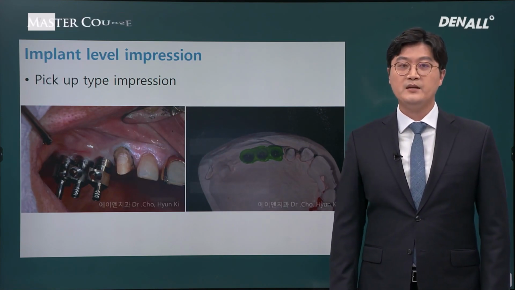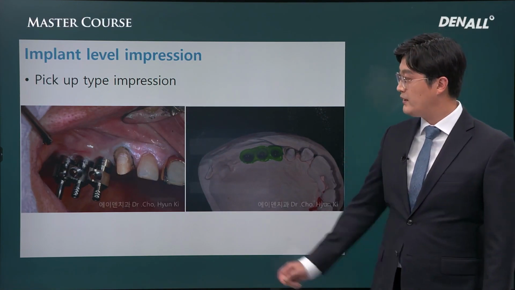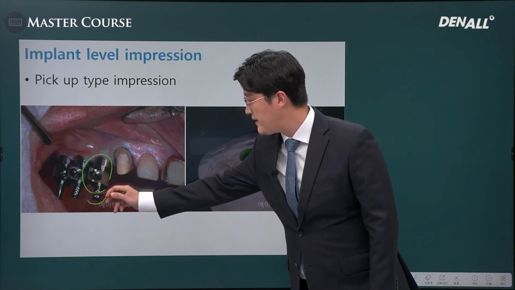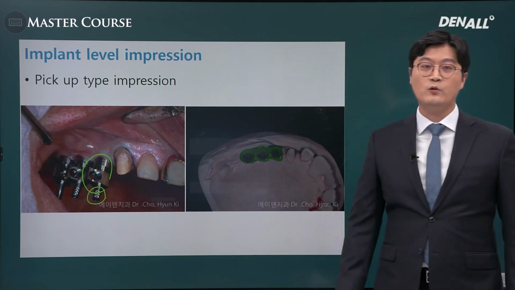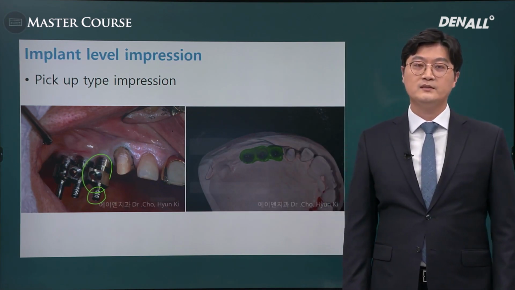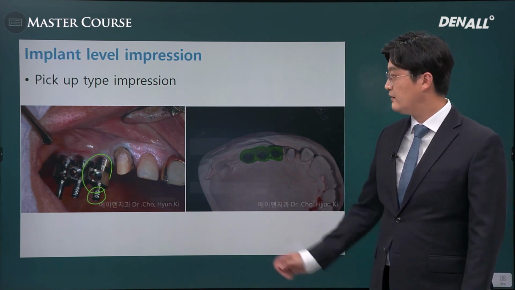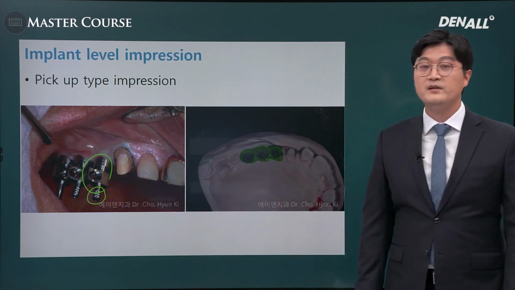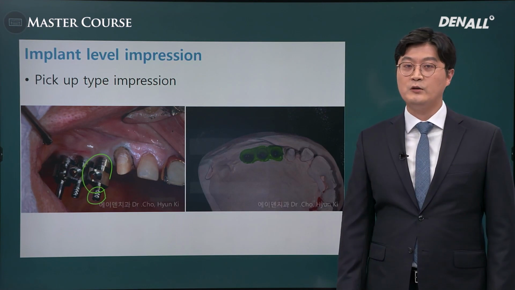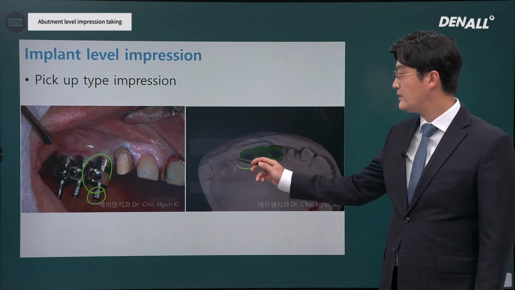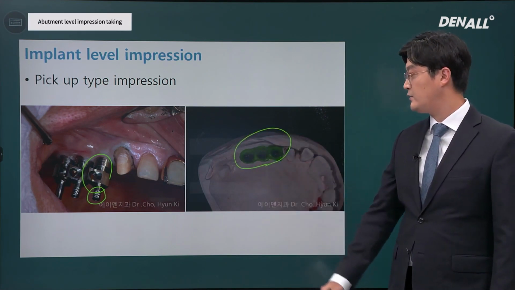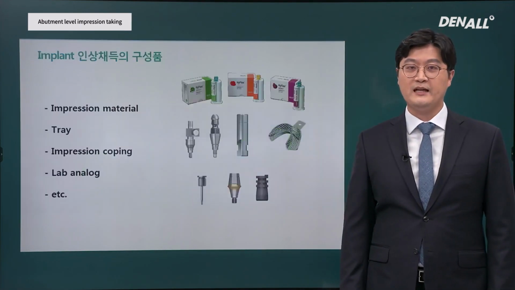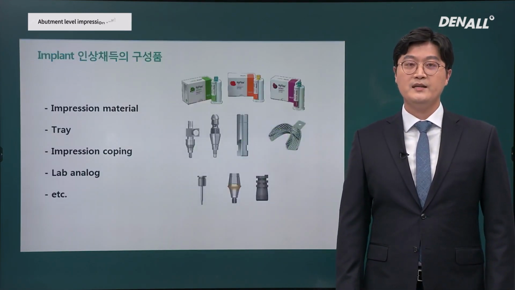Pickup type. Pickup impression copings. These are the impression copings, and the pin is coming out of the tray. The impression material in the impression tray holds the impression coping, so they all come out together. The result is the same as the transfer type in that implant information is incorporated in a model.